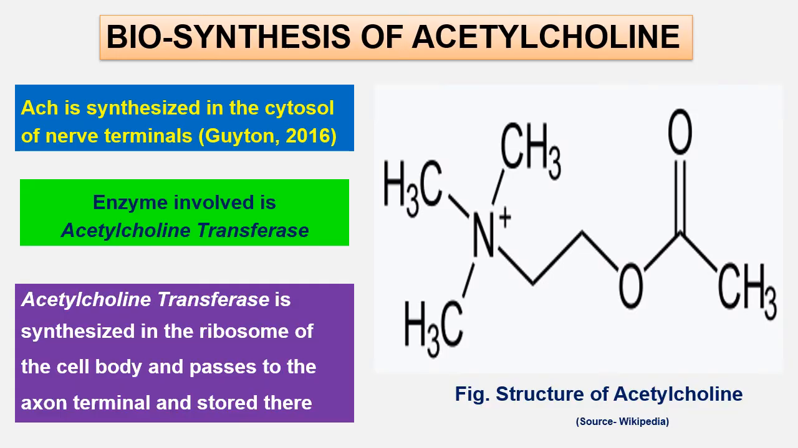Now, let us see how acetylcholine is synthesized. Acetylcholine is synthesized in the cytosol of nerve terminals. It is synthesized by the enzyme acetylcholine transferase. This enzyme is synthesized in the ribosome of the cell body and passes to the axon's terminal.